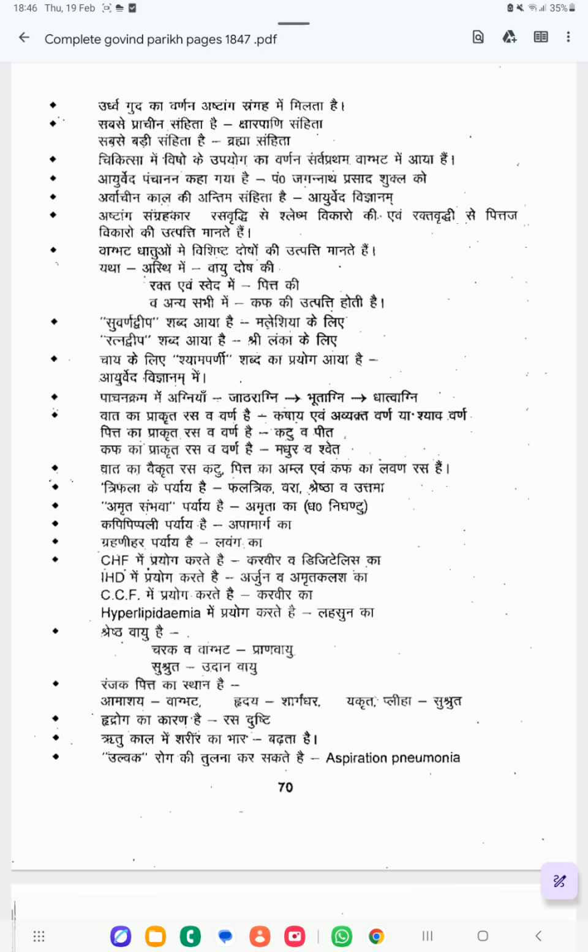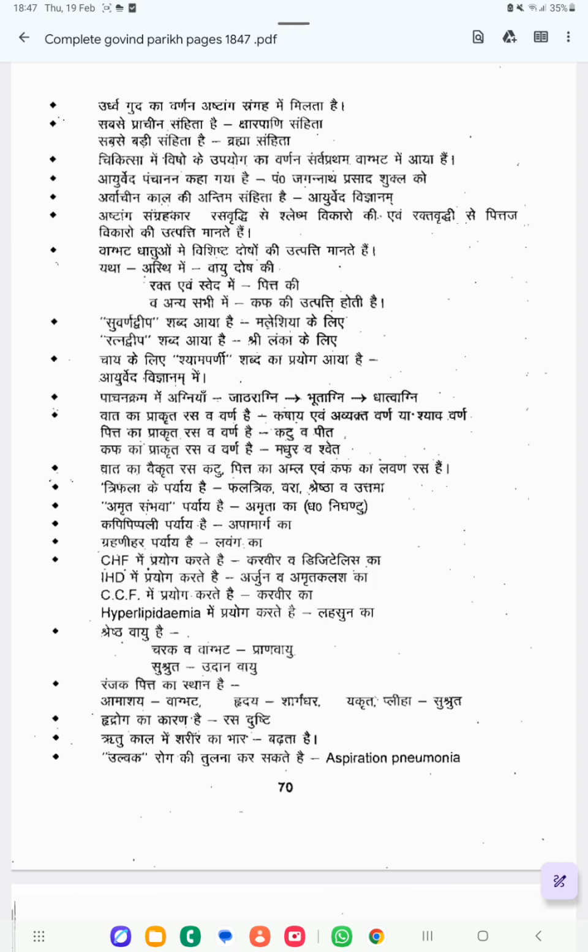So it is located in Amashaya according to Vagbhata. According to Sharangadhara, it is located in Hridaya. According to Sushruta, it is located in Yakrit and Pliha. Then Hridroga karana. Okay, the reason for getting Hridroga is rasa dushti. Then during the ritukala, the weight of the body increases.